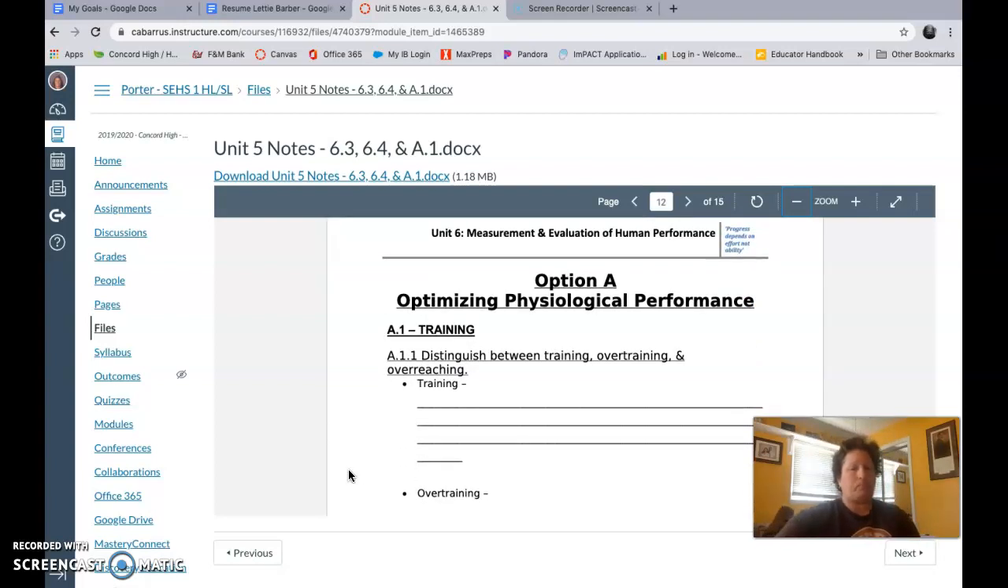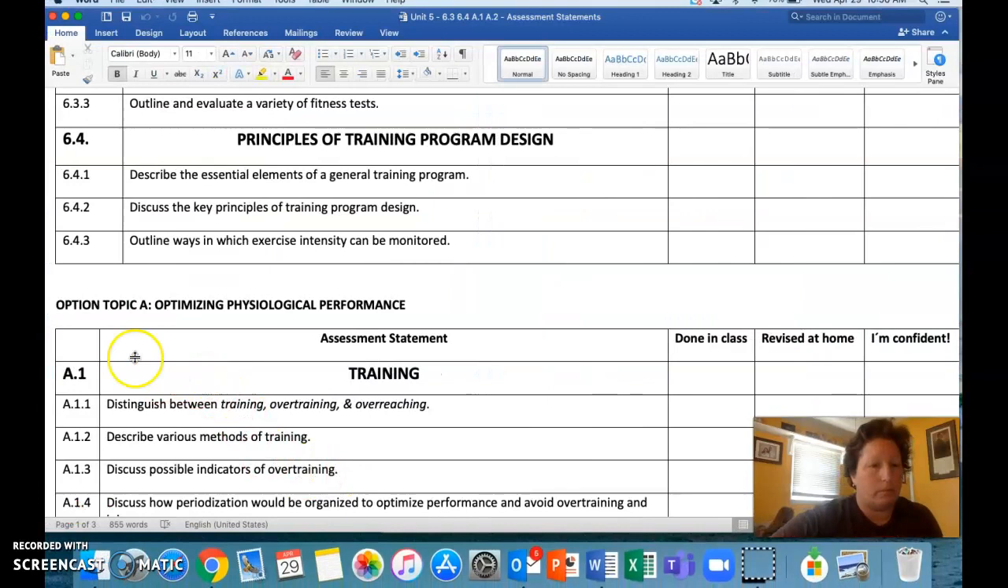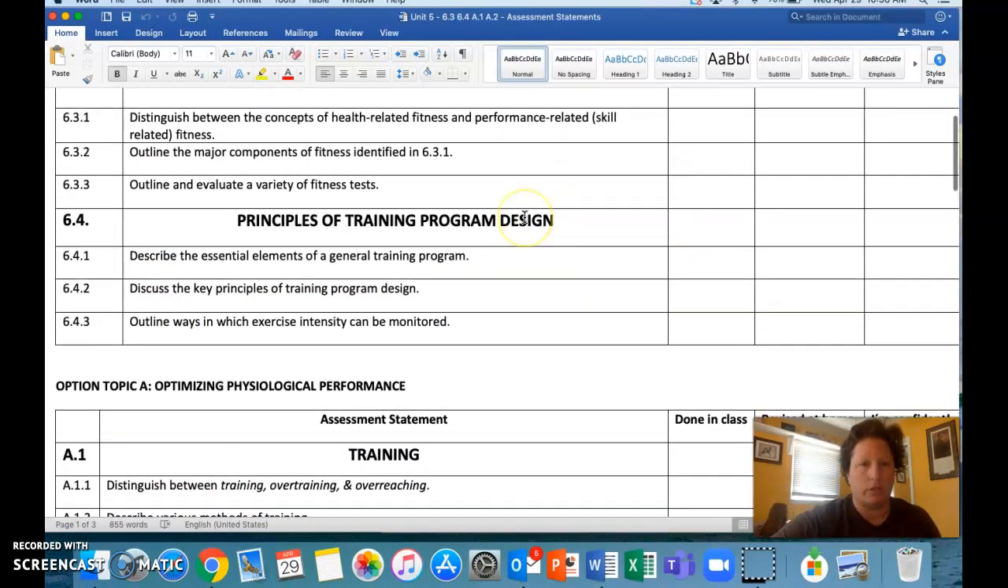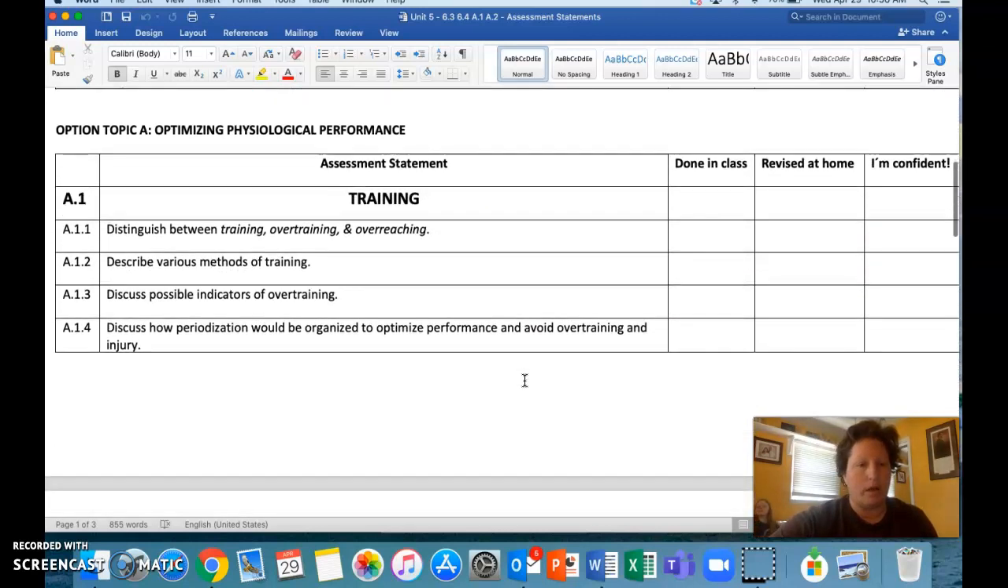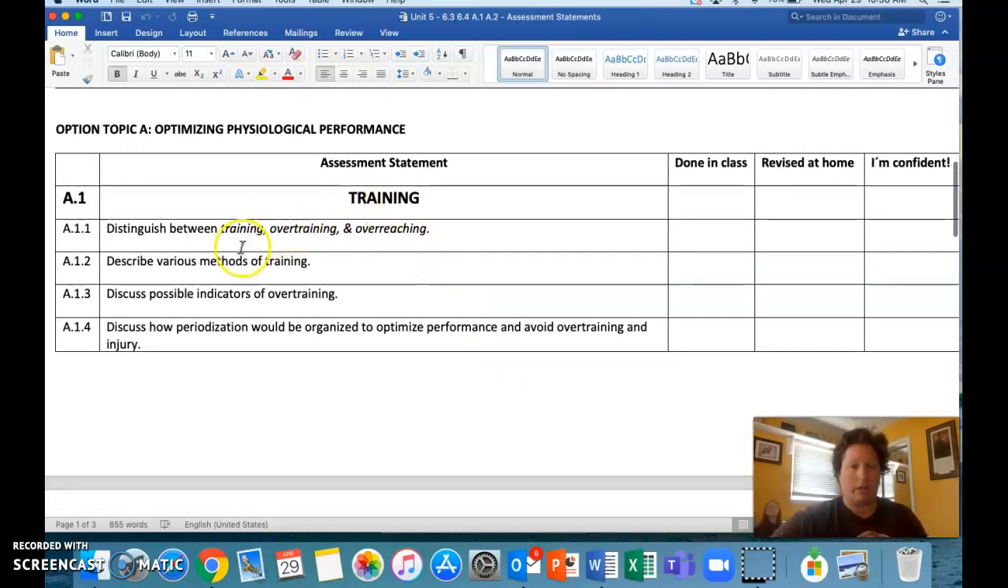Okay, so we've done 6.3, 6.4. You'll fill your notes in for those. 6.3, for 3.3, you'll take a screenshot of your fitness testing. And then A1 is about training. We need to know the difference in what is training, what is overtraining, what is overreaching, and then talk about different methods of training, and then understand the concept of periodization training.